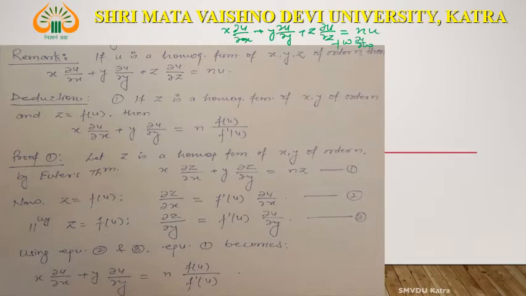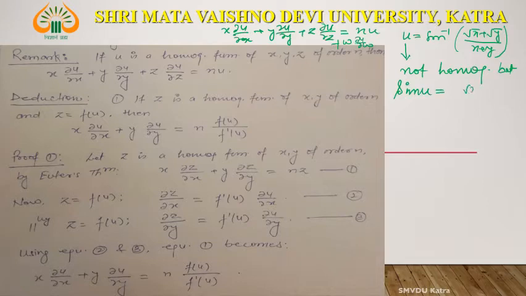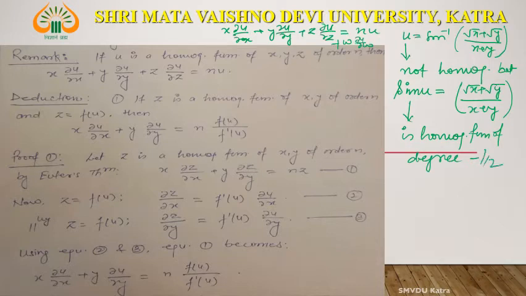Now see one deduction, one more result using homogeneous function. We already studied one example: u is equal to sine inverse of square root of x plus square root of y divided by x plus y. We have already seen that this u is not homogeneous, but if we write this as sine u is equal to square root of x plus square root of y divided by x plus y, this sine u is homogeneous. This is a homogeneous function of degree minus 1 by 2, right?